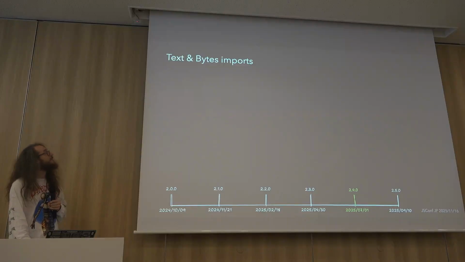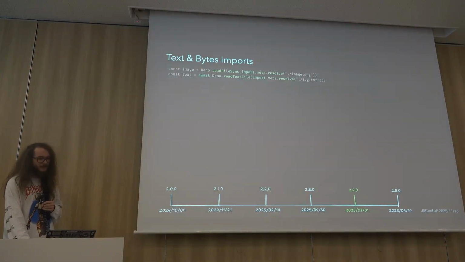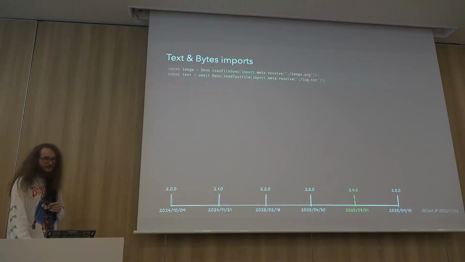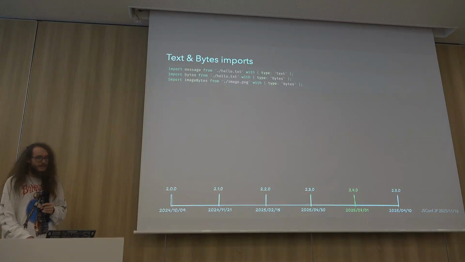Then text and byte imports. This is all relevant to the previous point and also the WASM point that, for example, before you had to do something like this to read files, and it was not static. But there is the use case of wanting to have parts of the module graph, again for Deno compile, or you want to just not have to do it at runtime, but just always be directly there. So now you can just statically import text and bytes.